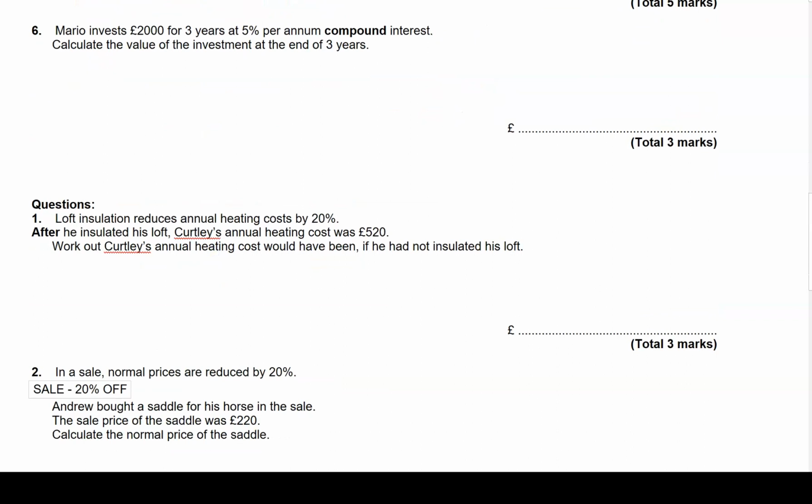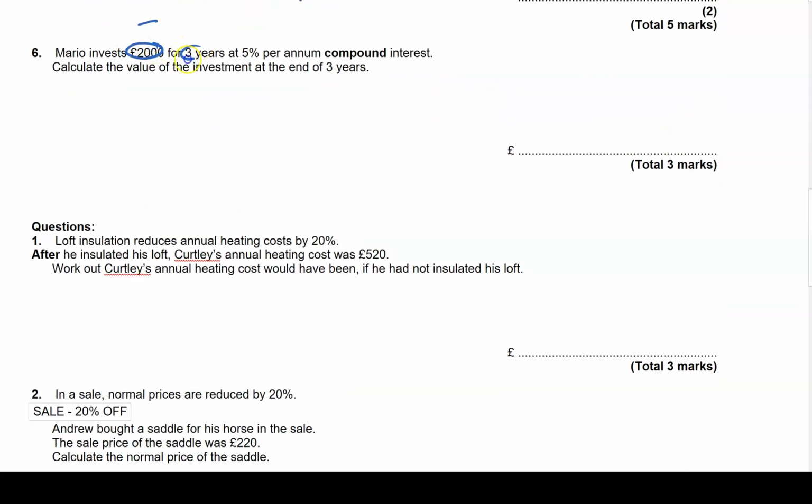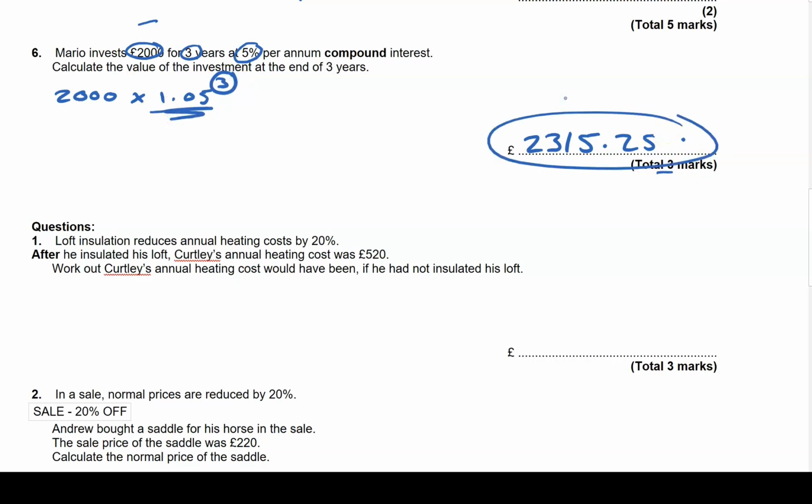Right, Mario invests £2,000 for 3 years at 5% compound interest. What has he got at the end of the 3 years? So 2,000 times 1.05 to the power of 3 is £2,315 and 25 pence. Don't quite know why that's, well, I do know why that's 3 marks. You'll have a mark for that, a mark for that, and a mark for that.